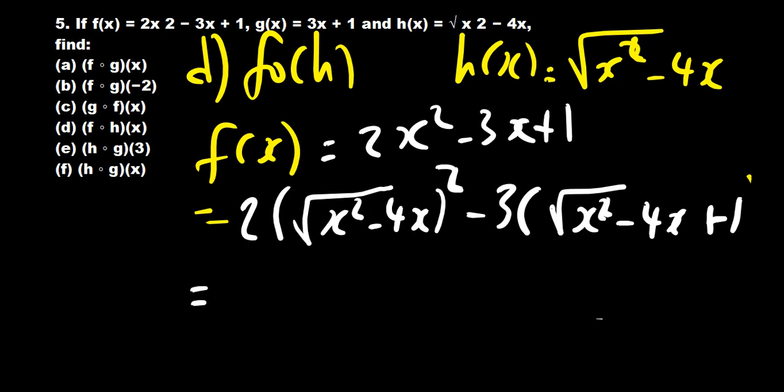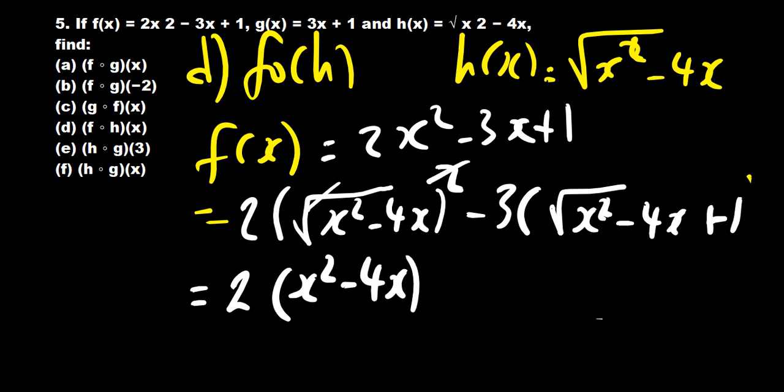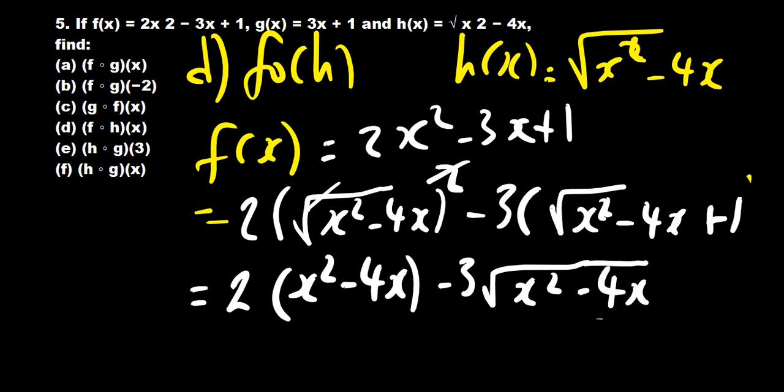So we have 2. You just know that the square and the square root will cancel, right? So you just remain with x squared minus 4x in this first expression. So you have 2 times x squared minus 4x, then you have your plus 1 like that.